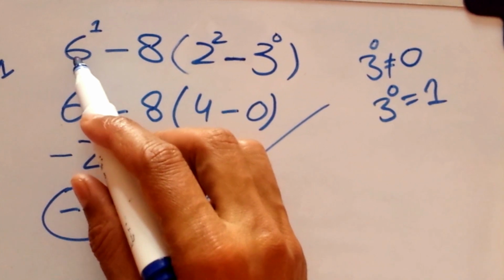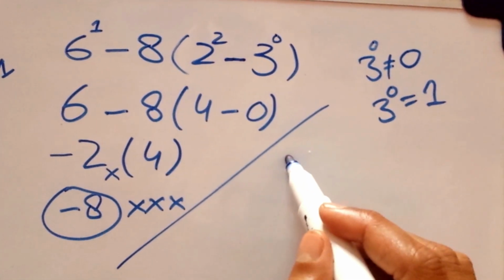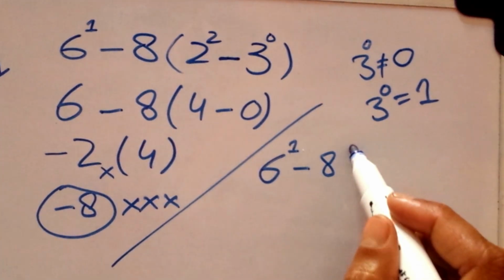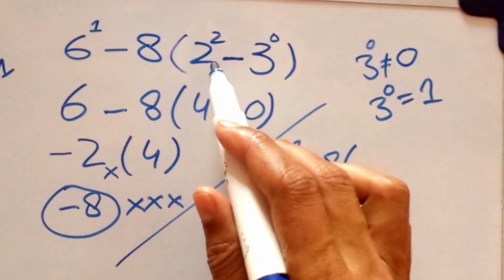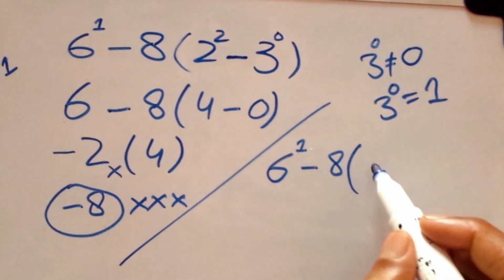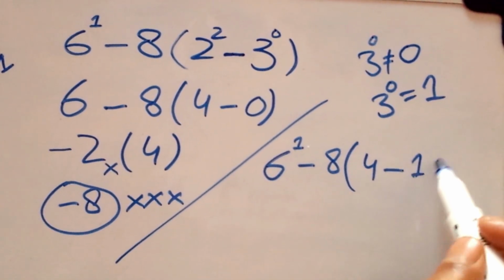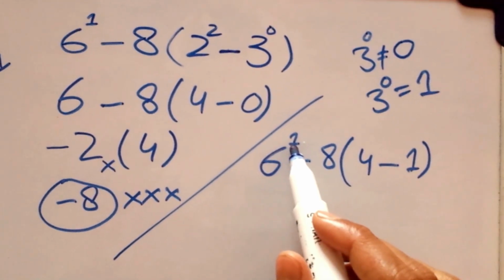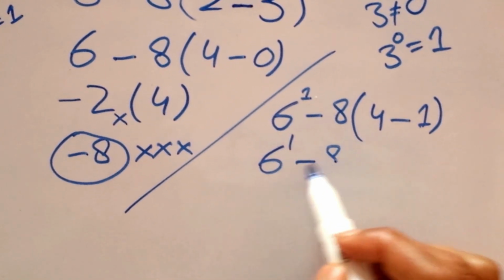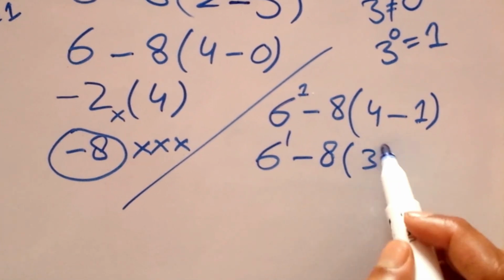do like this. So 6 to the power of 1 equals 6, right? So 6 to the power of 1 minus 8, and so inside the parentheses first, right? Then exponents. So 2 squared means 4 minus 3 to the power of 0 equals 1. Okay, now after parentheses, exponents, right? So 6 to the power of 1 equals 6, minus 8, and 4 minus 1 equals 3.